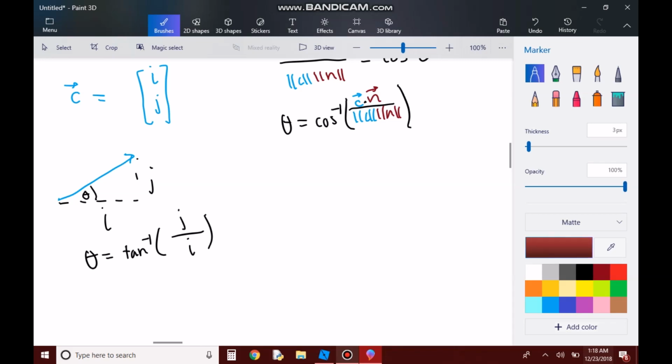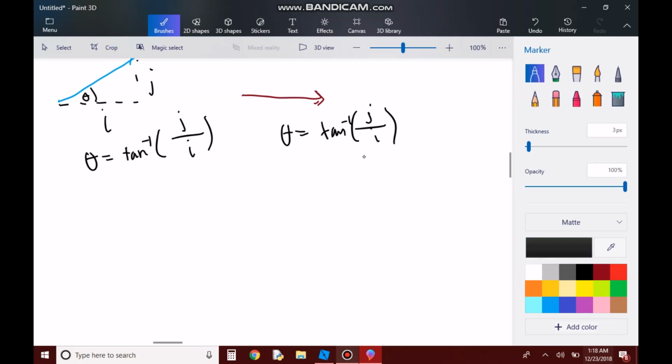Then we also have the normal vector, which would always be this way. But since our character can rotate different directions, it's not always going to be towards 1. So we're also going to have to find that angle. So it would be theta, it would be the same method, the inverse tangent of J over I. So we have two thetas right here. We have the angle of C and we have the angle of N.